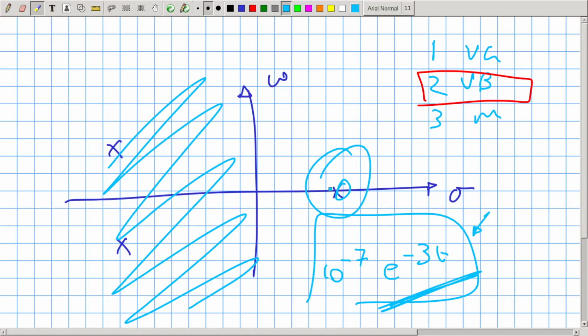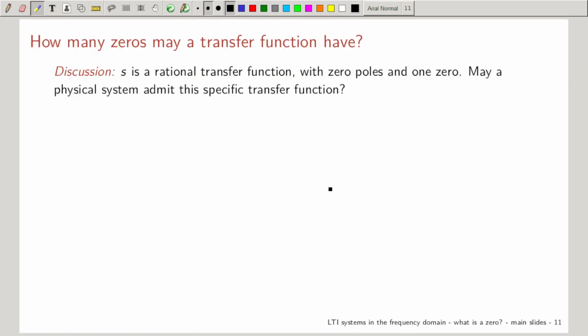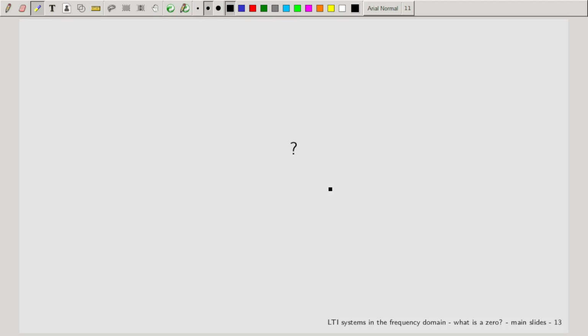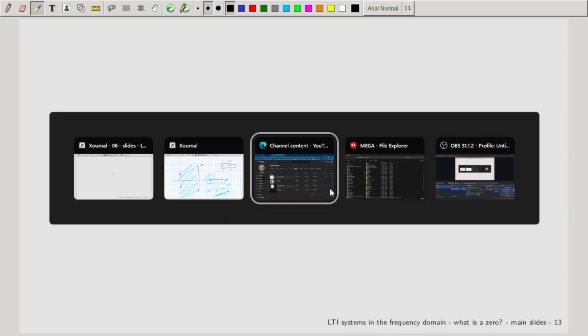How much are we together, people? 1, 2, 3. Perfect. And other things that we'll do later. Other questions, people? Then we take a pause and we restart.